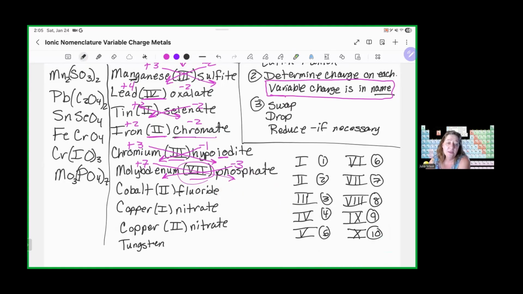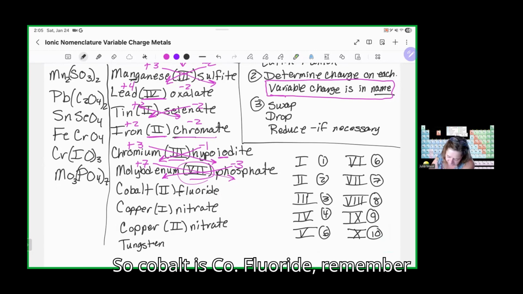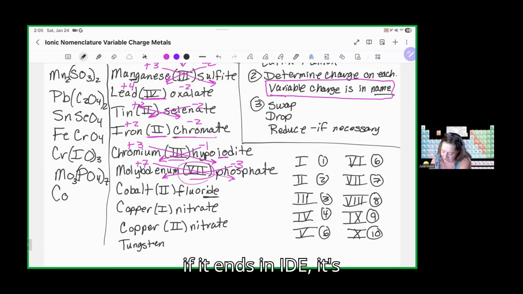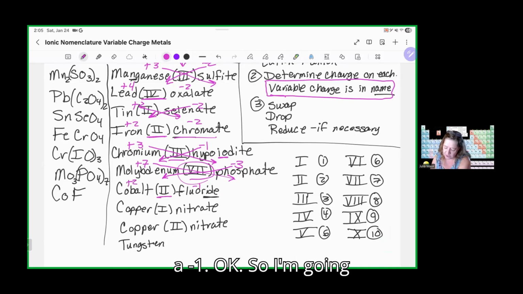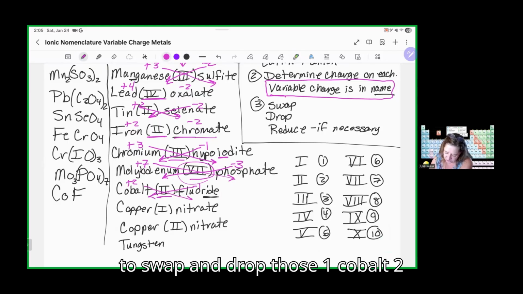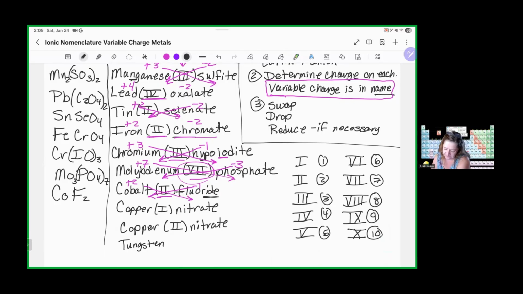Okay. So now I've got cobalt fluoride. So cobalt is Co. Fluoride, remember if it ends in ide, it's just a monoatomic ion, so just F, no oxygens. And our name told us that the cobalt is a +2. Fluoride is a -1. Okay, so I'm going to swap and drop those. 1 cobalt, 2 fluorides. So I need 2 fluorides on that.